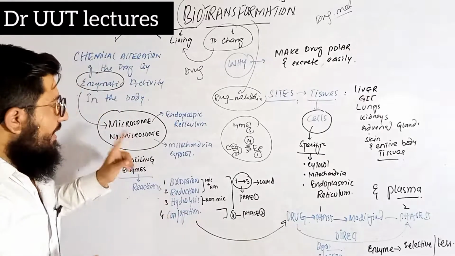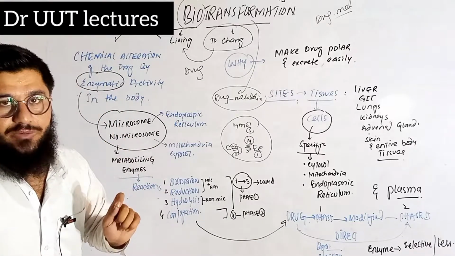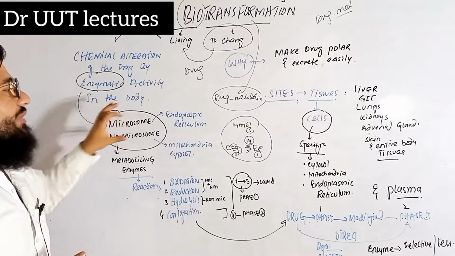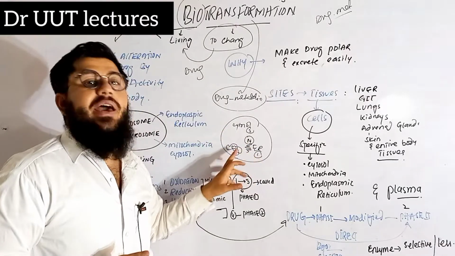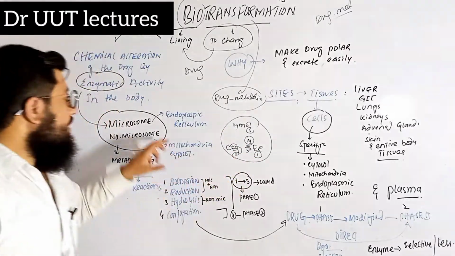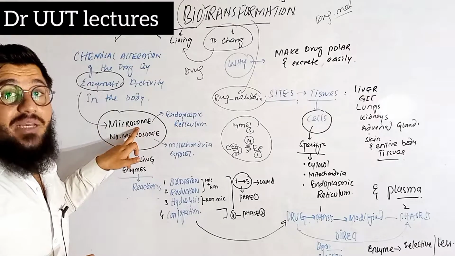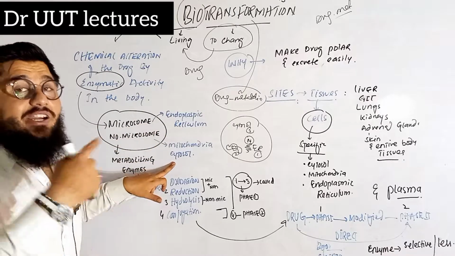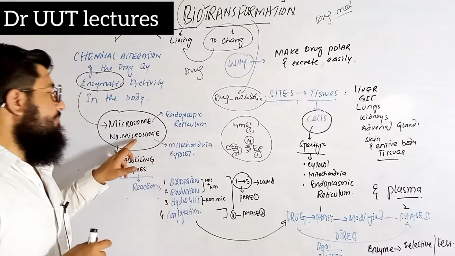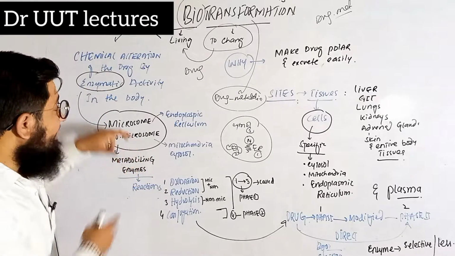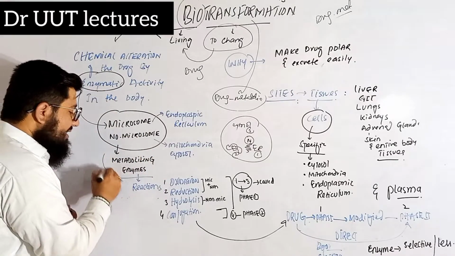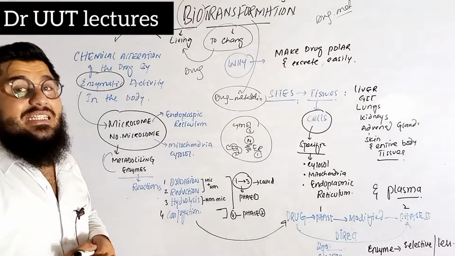Simple answer: they are the microsomal enzymes and non-microsomal enzymes. Further, they are located in the cytosol, endoplasmic reticulum, and mitochondria. The endoplasmic reticulum is specific for the microsomal enzymes. Mitochondria and cytosol, these two are specific for the non-microsomal enzymes. Collectively, these two are called metabolizing enzymes.